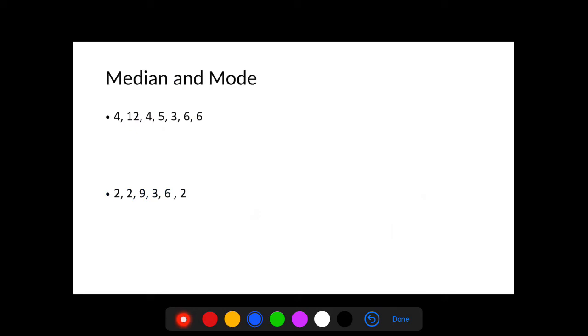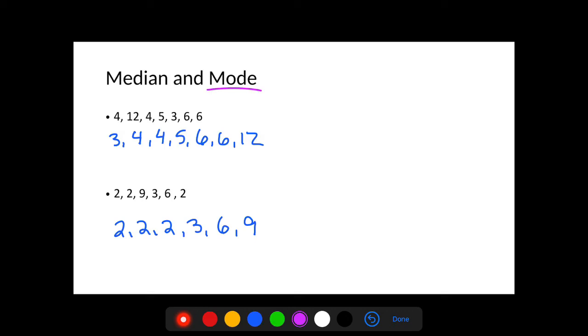Let's look at some examples. So here we have 2 data sets, and we'll find the median and the mode. First, I'm going to start by arranging the data from least to greatest. To get the mode, I look for the value that occurs most frequently. In the first data set, I actually have 2 modes because the value 4 and 6 both occur twice in our data set. So our modes are going to be 4 and 6.